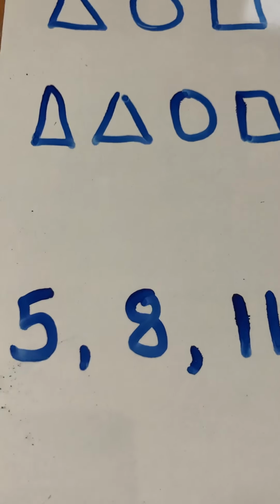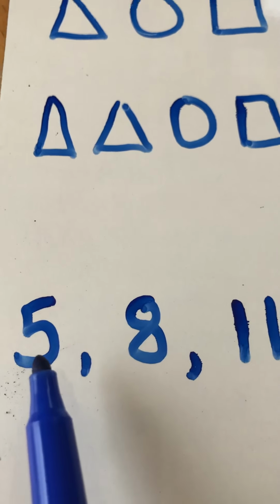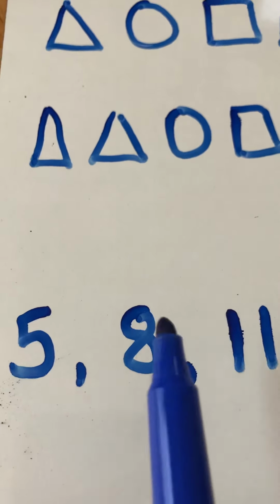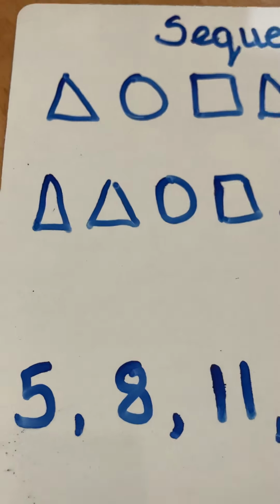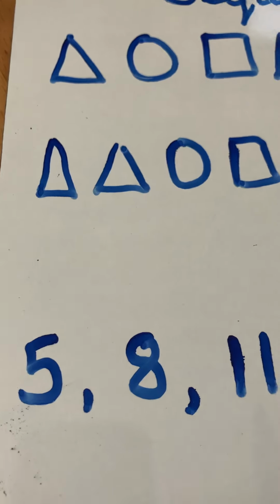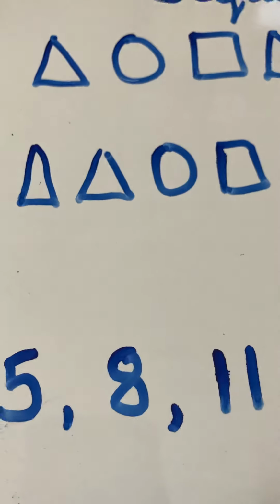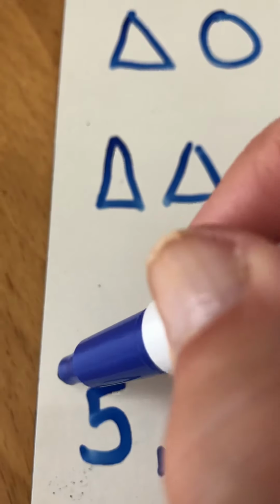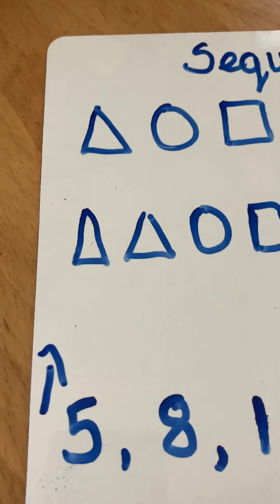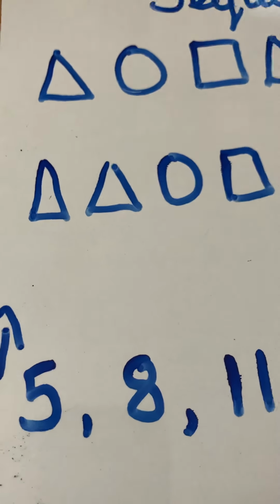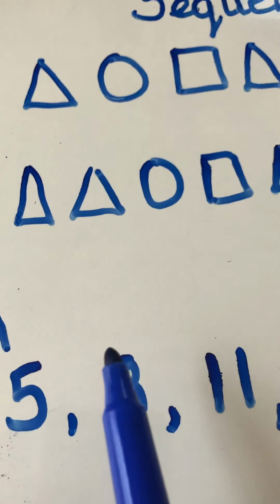When we're doing it with numbers, the first thing we have to decide is, is the sequence getting bigger or smaller? Is it increasing in size or is it decreasing in size? Well, 8 is bigger than 5, 11 is bigger than 8, so we know it is increasing. The numbers are getting bigger. Okay. The next thing we need to work out is how much they're getting bigger by. So we need to find the difference between the numbers.